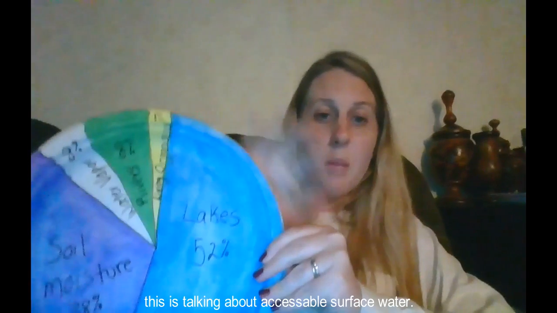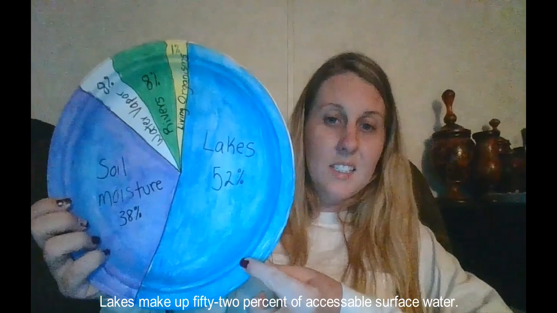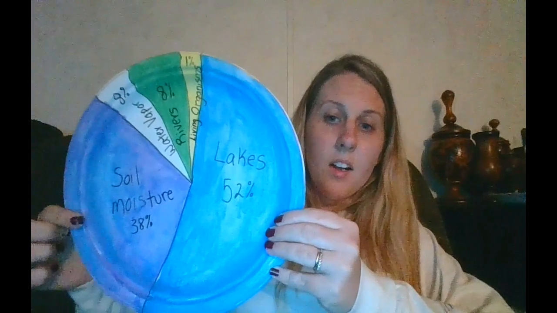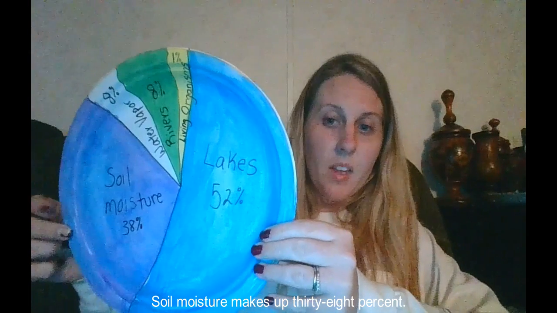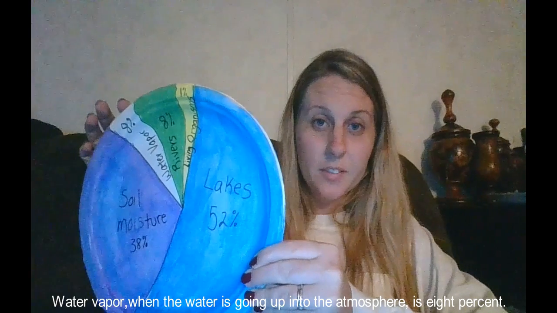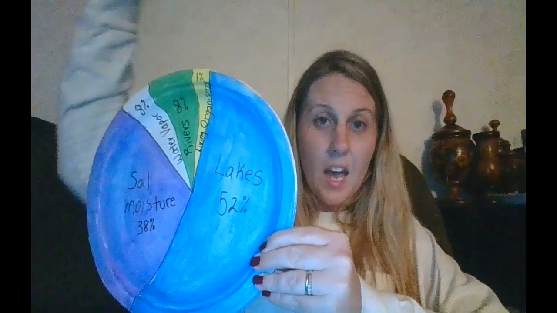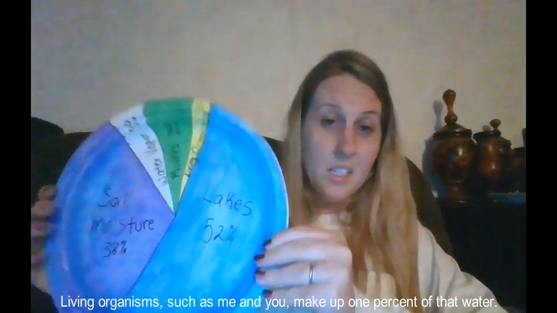Now, looking at this pie chart, this is talking about accessible surface water. Lakes make up 52% of accessible surface water. Soil moisture makes up 38%. Water vapor, when the water's going up into the atmosphere, 8%. Rivers, another 8%. And living organisms, such as me and you, make up 1% of that water.